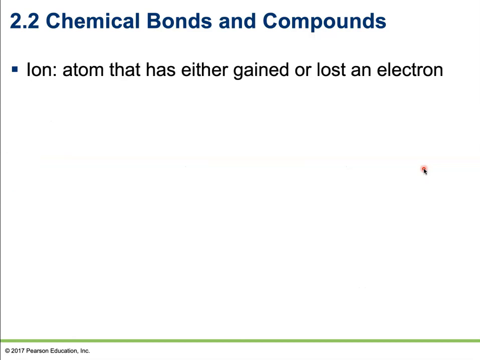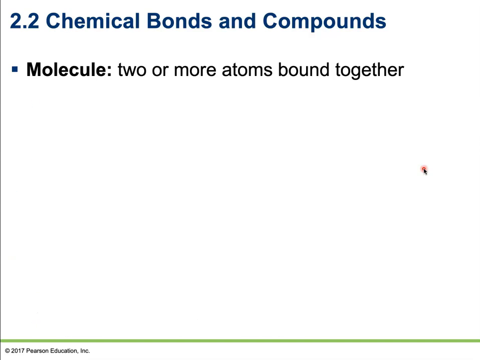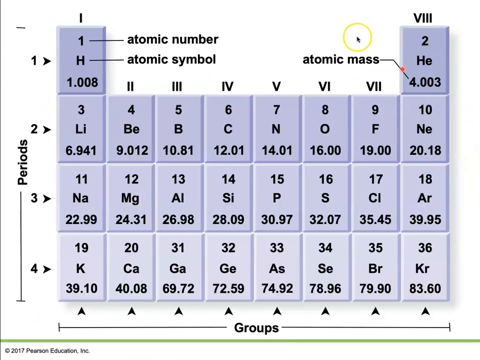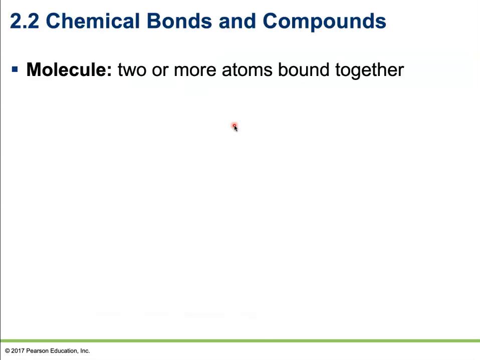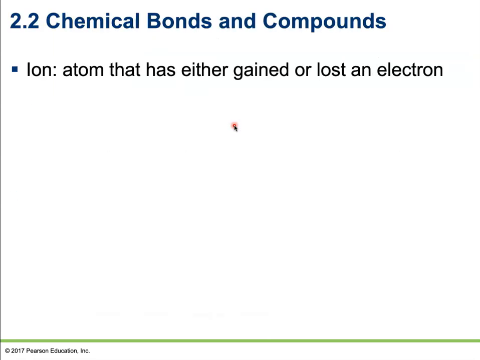Ions. An ion is an atom that has lost or gained an electron, so it no longer has a neutral charge. Remember when we talked about carbon? Let me back up to our periodic table. Carbon has an atomic mass of 12. It has an atomic number of 6. So an electrically neutral atom of carbon should have how many electrons? An electrically neutral carbon atom should have 6 electrons.